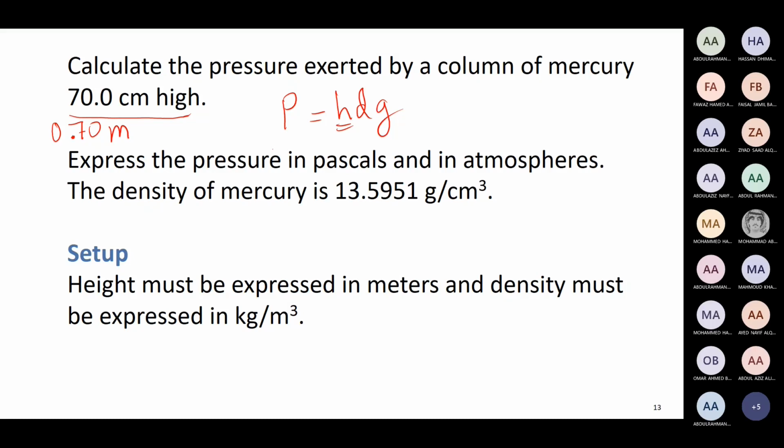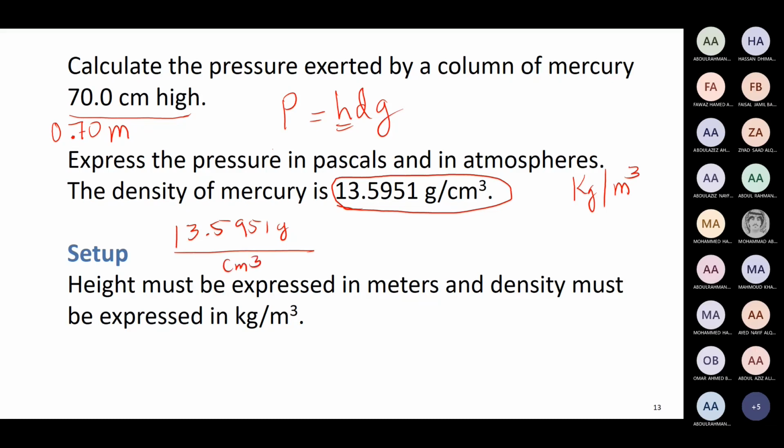The density of mercury is this number, 13.5951 gram per centimeter cubed. I don't want it in gram per centimeter cubed. How do I want it? Kilogram per meter cubed. Exactly. How can I change it? Times 1000. 13.5951 gram over centimeter cubed, times each 1000 grams equal to 1 kilogram, and then 10 to the power 6 centimeter cubed is equal to 1 meter cubed.